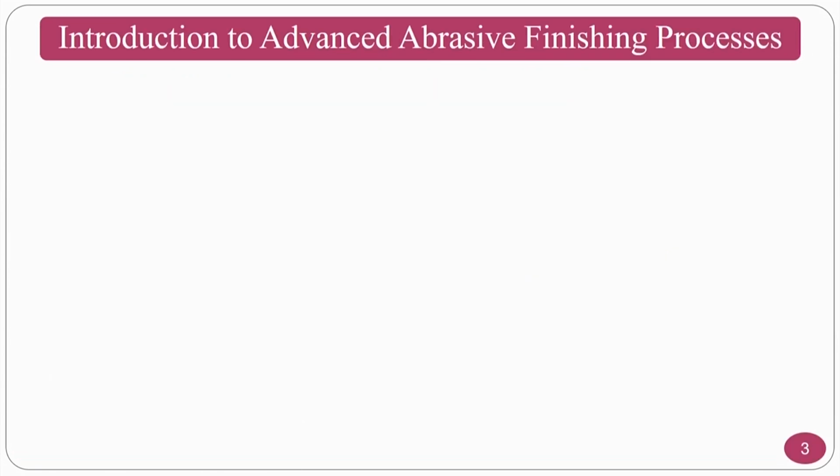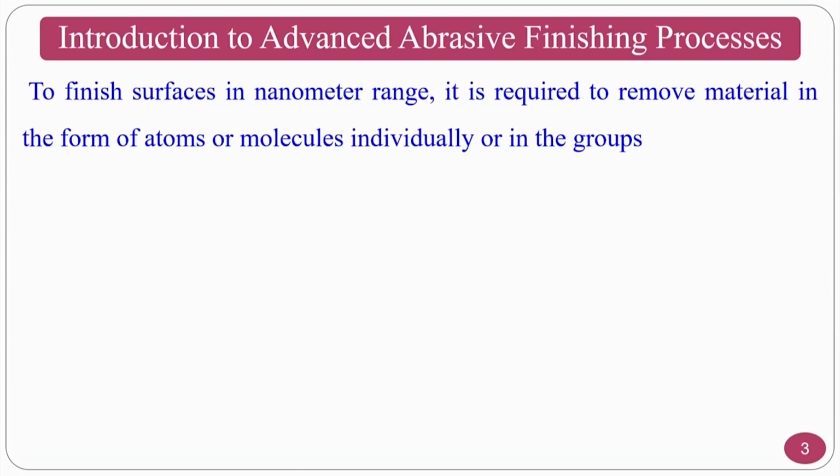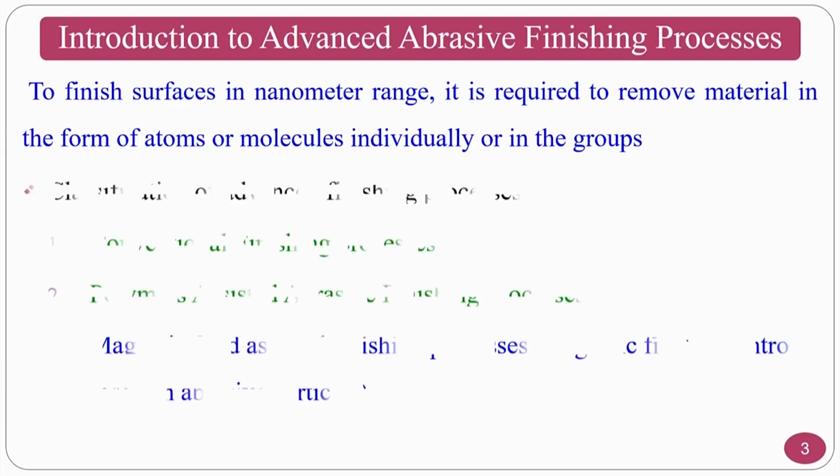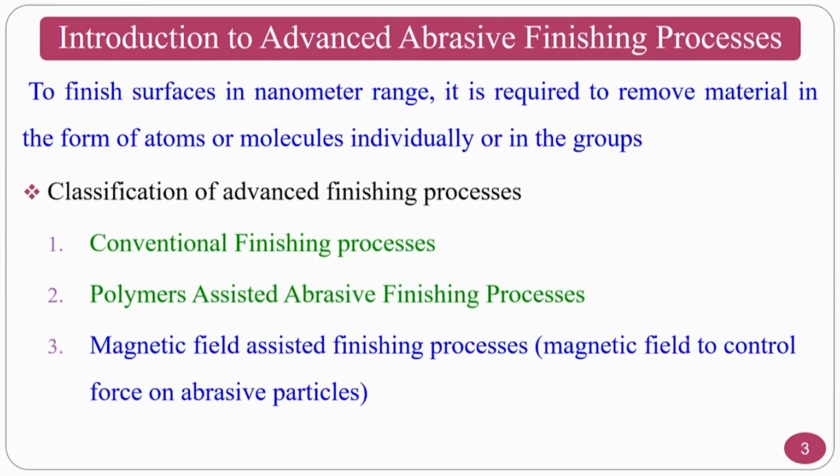Okay. So, introduction to abrasive finishing processes: to finish the surfaces in the nanometric range, it is required to remove the material in the form of atoms individually, or in molecules, or in groups of these atoms or molecules. The classification of advanced finishing processes, as we have seen, is abrasive finishing processes.